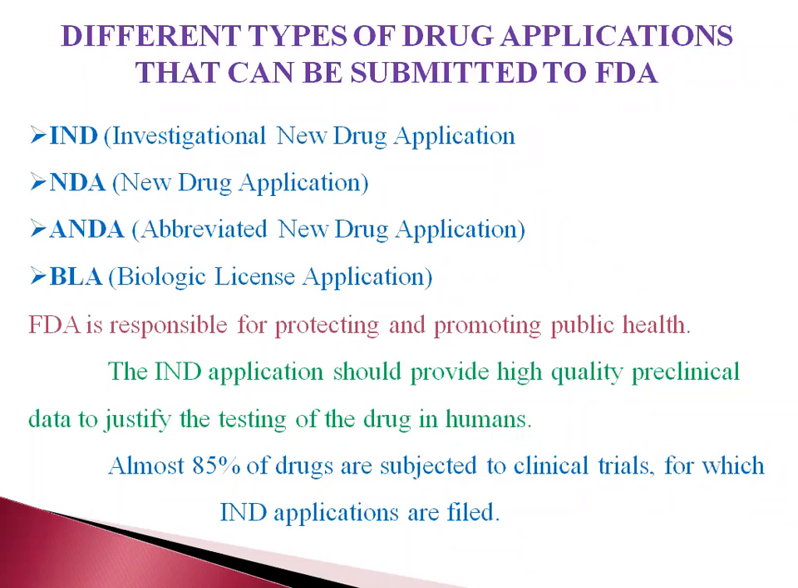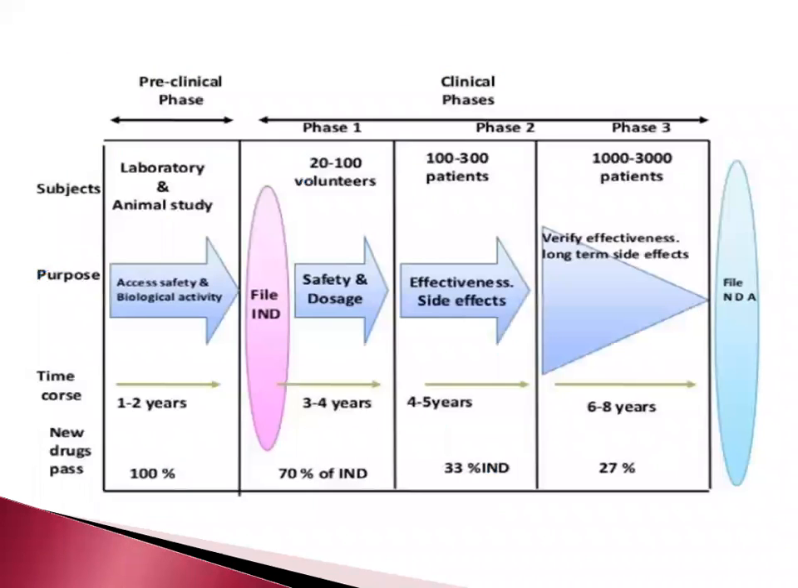The IND application should provide high quality preclinical data to justify the testing of the drug in humans. Almost 85% of drugs are subjected to clinical trial for which IND applications are filed. Okay, we have a chart for that. If you see here, preclinical phase, clinical phase. In the clinical phase, we have phase 1, 2, 3. Once we complete the phase 1, 2, 3 studies, we can file the NDA application, and after that we have the phase 4 study. Okay, so the general time course is given, along with purpose and subjects.